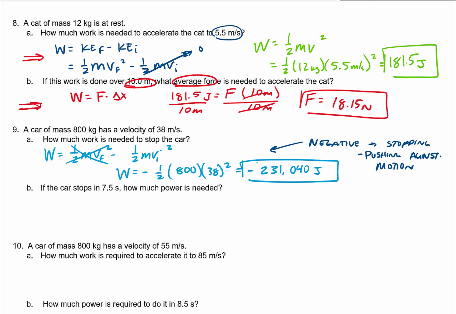The car stops in 7.5 seconds. How much power is needed? To get power is work over time. Well, we got our work, 231,040 joules divided by the time of 7.5 seconds. So that power, it's negative, comes out to be negative 30,805-ish watts.